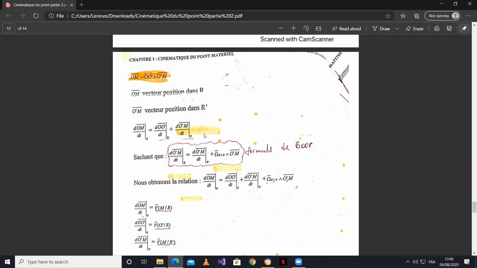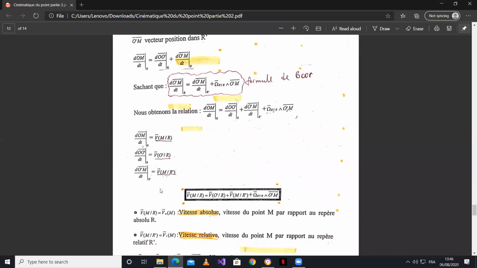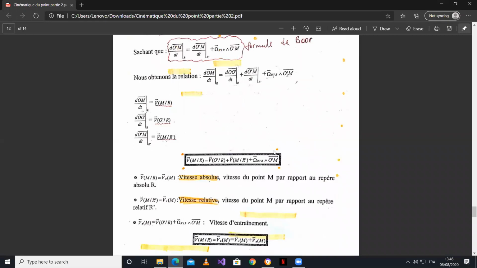Why is it in R prime? Because in Formula de Bohr, we are obliged to study it in its own referential first, then we do the product vectorial of omega and the vector we are studying. Then these guys have names. So you have the final formula as that there.